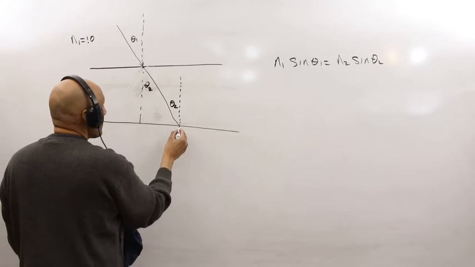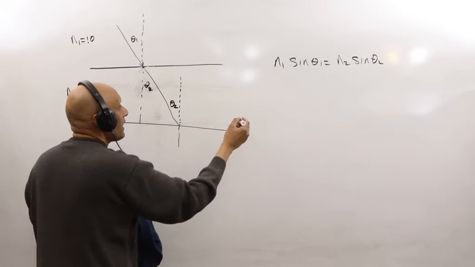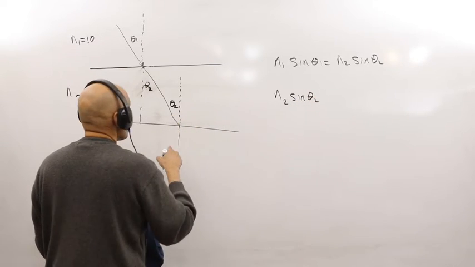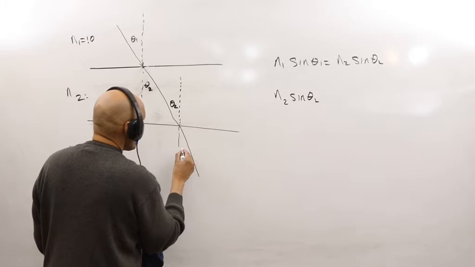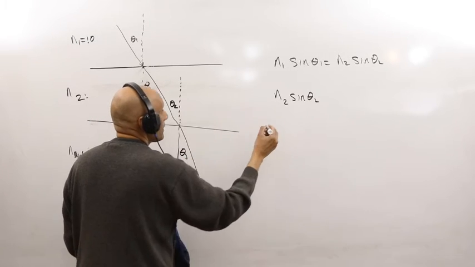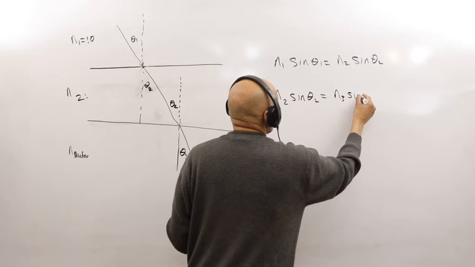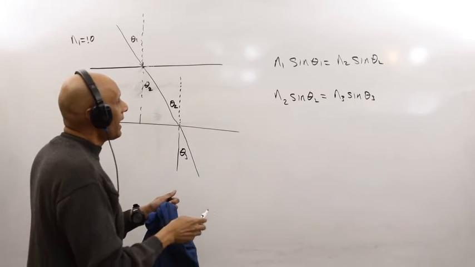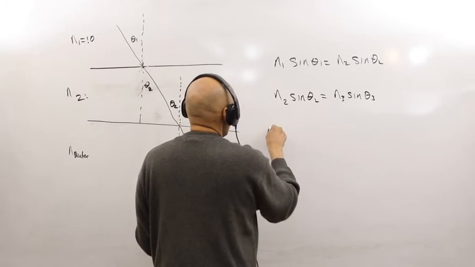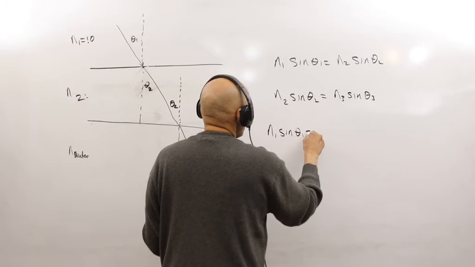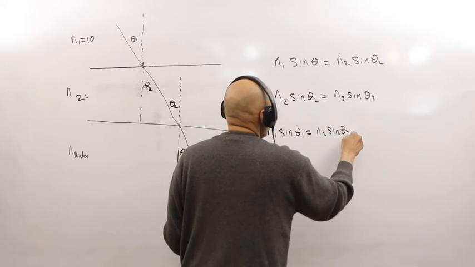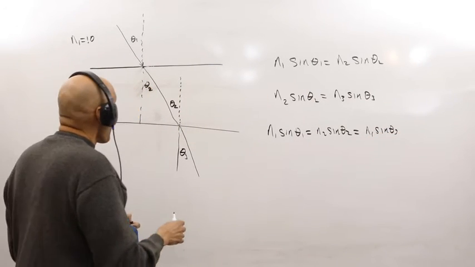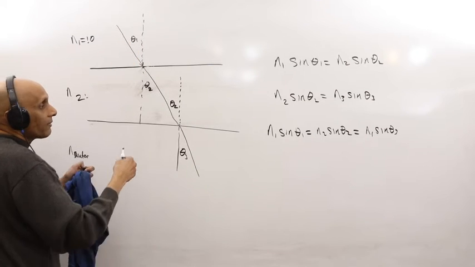But I also know that if this is theta 2, I can use the second angle and say this is N2 sine of theta 2, which must be equal to N3 sine of theta 3. And this is really cool because what you're saying is that we have some kind of a constant. N1 sine theta 1 is equal to N2 sine of theta 2, which is equal to N3 sine of theta 3. So whatever happened, we seem to have a conservation.